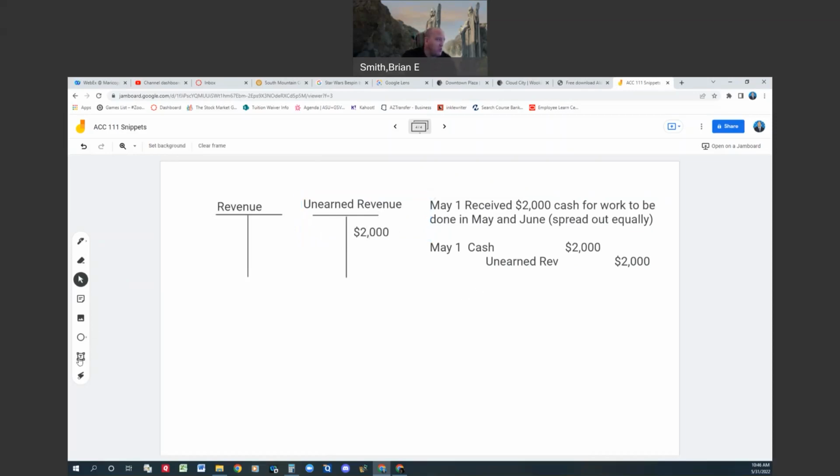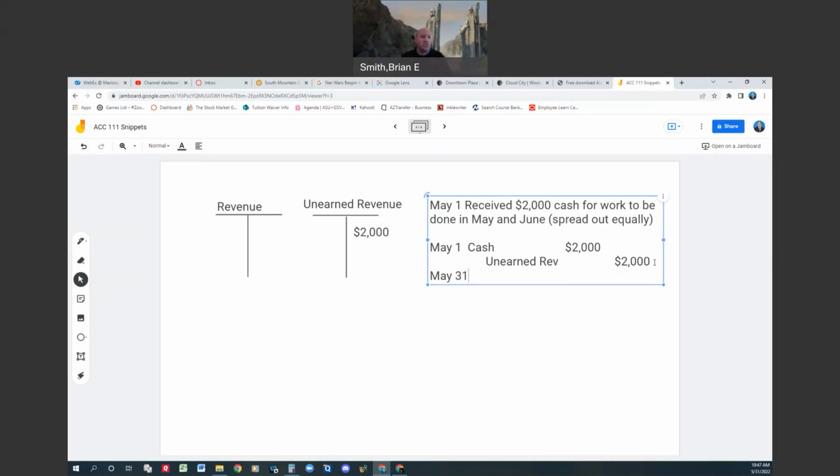So then when we do our journal entries on May 31st, our adjusting journal entries, we're going to look at this and say, hey, did we do any work here that would necessitate us to earn this money? And the answer to that is yes. We've done half the work. We're providing the service all of May and June. We're spreading out the revenue of this equally.